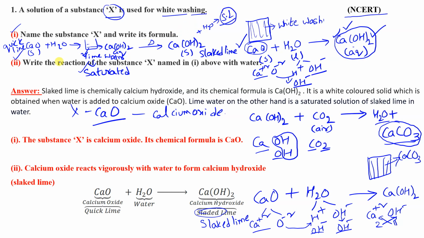So that is the difference between quick lime, lime water and slaked lime. From the chemical formula point of view, the quick lime formula is calcium oxide, the lime water formula is calcium hydroxide, and the slaked lime formula is also calcium hydroxide only. The difference is that saturated aqueous calcium hydroxide is said to be lime water, and solid calcium hydroxide is said to be slaked lime. That's the major difference. All these are white in color. Remember, all these are white in color because calcium is there. I hope it's clear to you. Let's go to the next question.